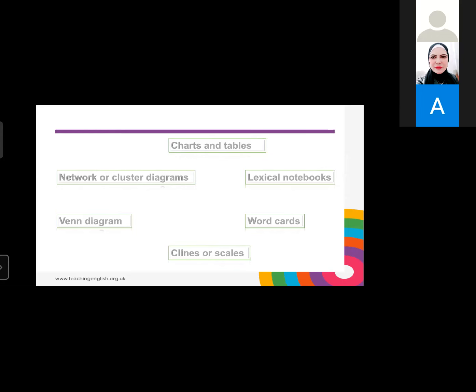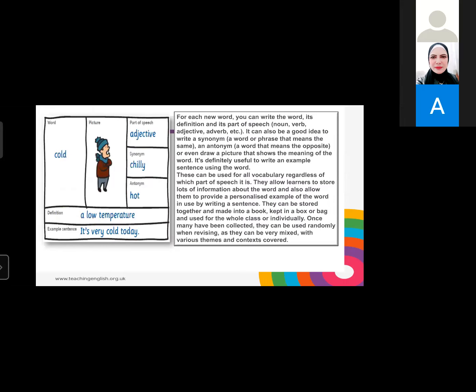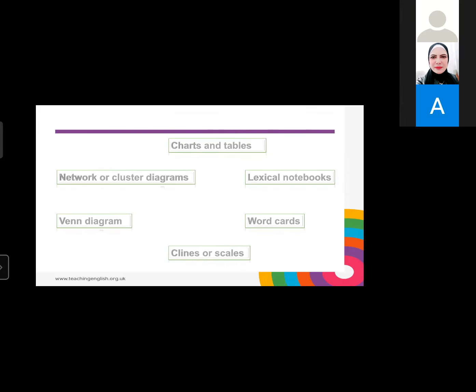Also, we have lexical notebooks, and as Mr. Ahmed has mentioned, the learners try to write the rhyming words, maybe with short vowels or long vowels. For example, with short A like had, bat, mat, fat. With long A like cake, make, take, fake, stake, and so on. Also, we have Venn diagrams and word cards and clines or skills.